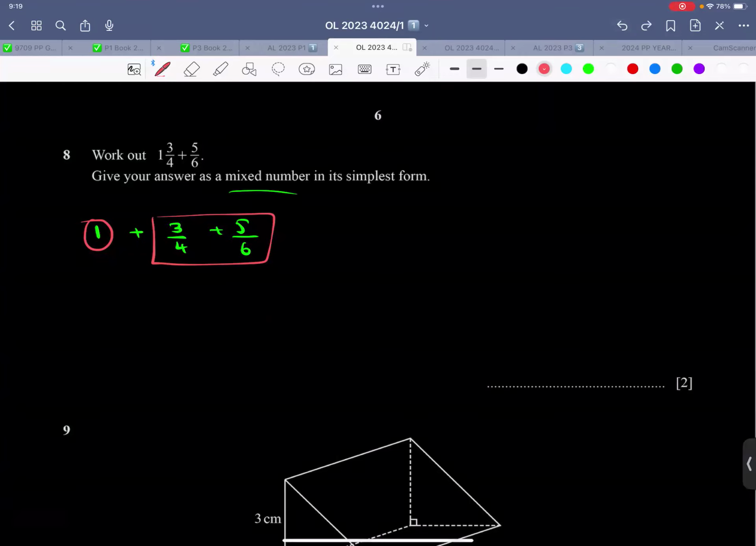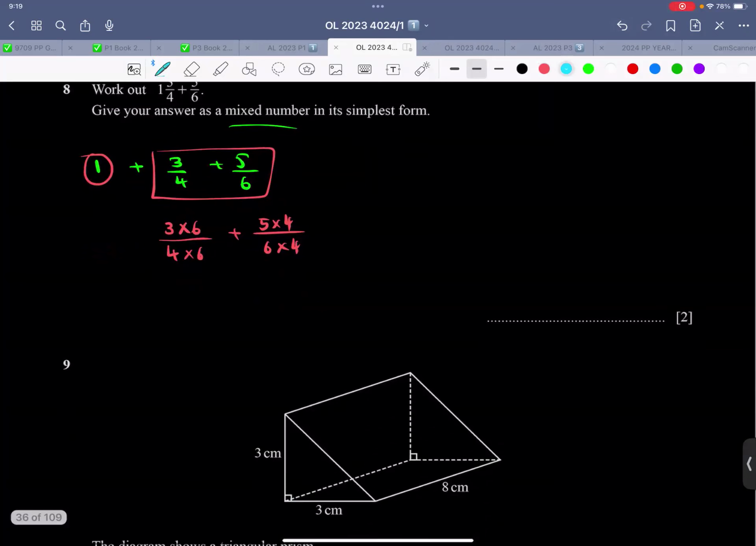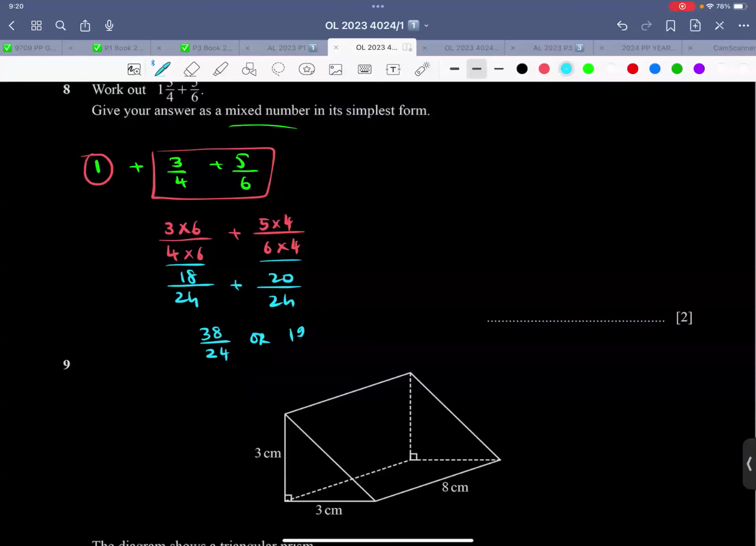3/4 multiply by 6, multiply by 6. So 3 into 6 divided by 4 into 6. And 5 over 6 multiply by 4, multiply by 4. Why am I doing this? So that the denominator is 24. So this is 24, the numerator is 18. This is 24, the numerator is 20. So 20 plus 18, that is 38 over 24, which can be written as 19 over 12, which can be written as 1 whole 7 over 12.